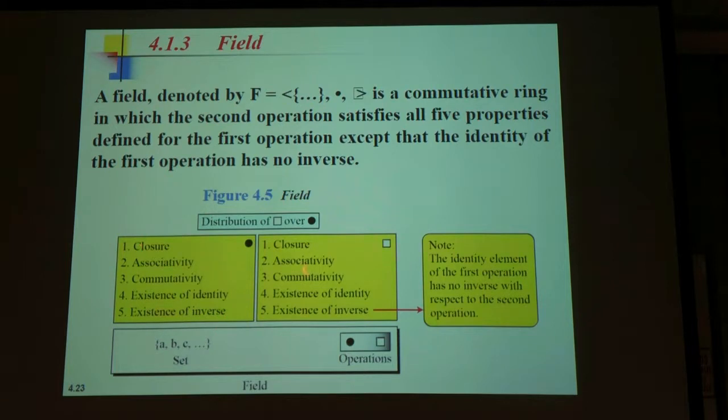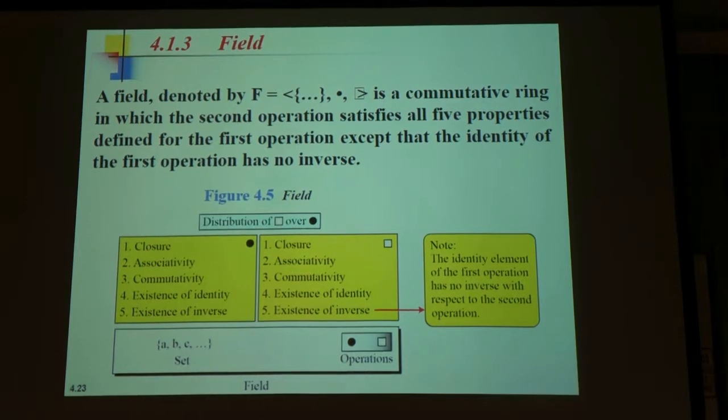So let's take an example. If this is addition and this is multiplication, what is the identity for addition? 0. Right? For addition, the identity is 0. The 0 in here does not have a multiplicative inverse. That's it. So let's repeat one more time. A field is the same as a ring. It has all the 5 conditions in here and here, except one element does not have an inverse, which is the identity of the first operation. Good? That's it.